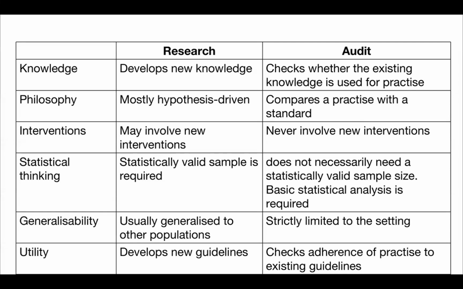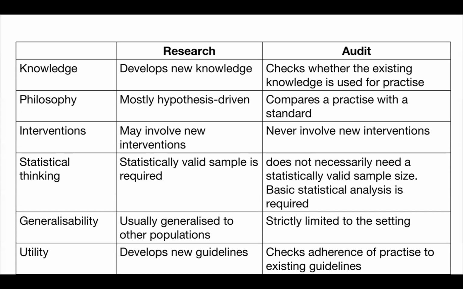So in research, you can do interventions. That means new tests, devices, new drugs, all that. But in audits, no, you can't do anything new. It's about comparing what you do with what you should do in the ideal setting. That's the audit, right? The statistical setting is now in research.